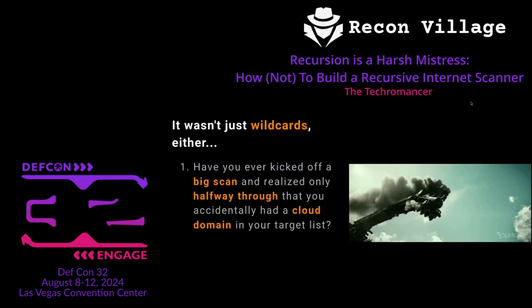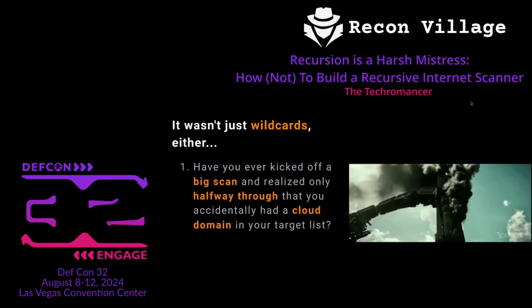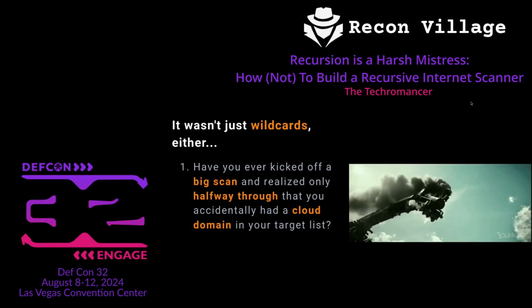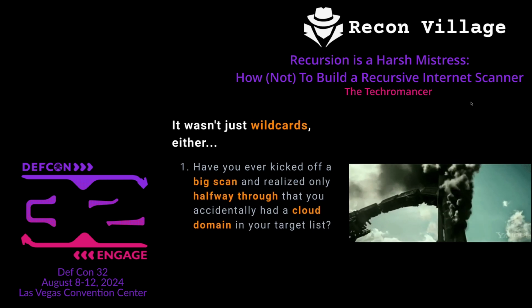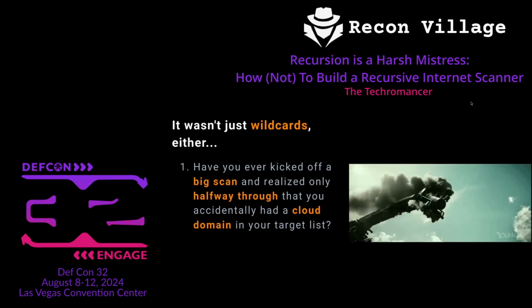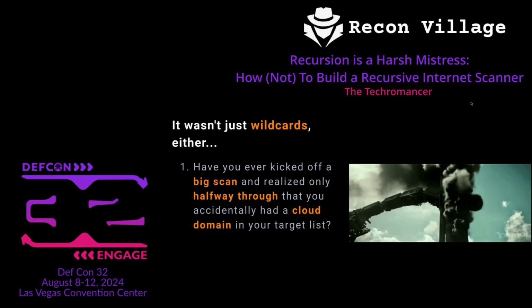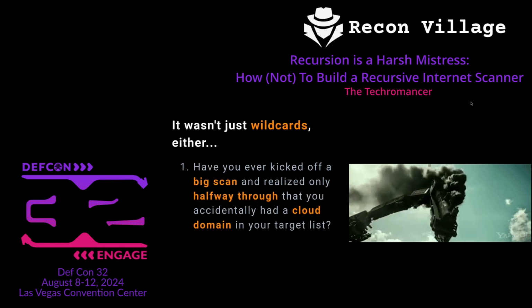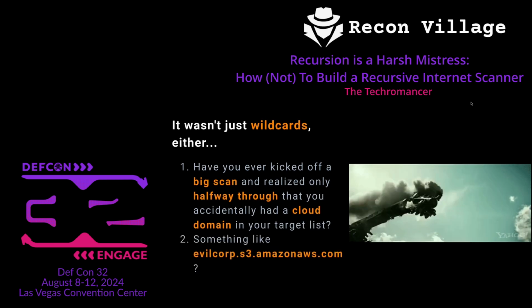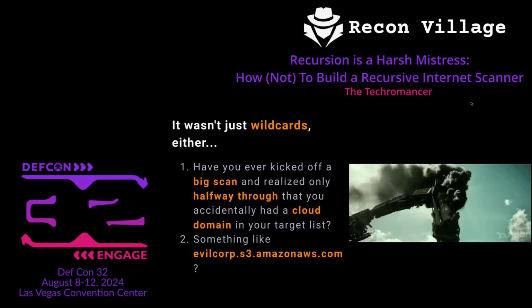We had issues also with cloud. Has anyone ever run a scan with a big list of targets and realized halfway through the scan that there was a target in there that you didn't want to be in there? Maybe a cloud domain or something like that, like Azure.com. This was kind of an issue with BBOT. Maybe you had a cloud bucket or something in there accidentally.